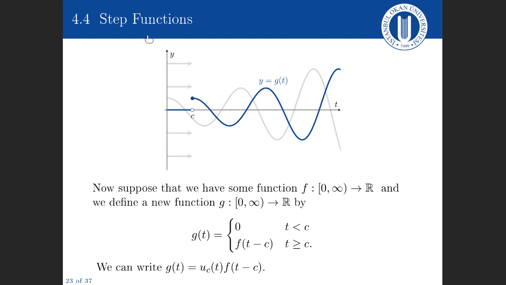We could write this in terms of the unit step function. We could write that g of t is uc of t, f of t minus c. Because the function starts at 0, and then there's a change at c, so it's going to be something uc, and the change is going from 0 to f of t minus c.